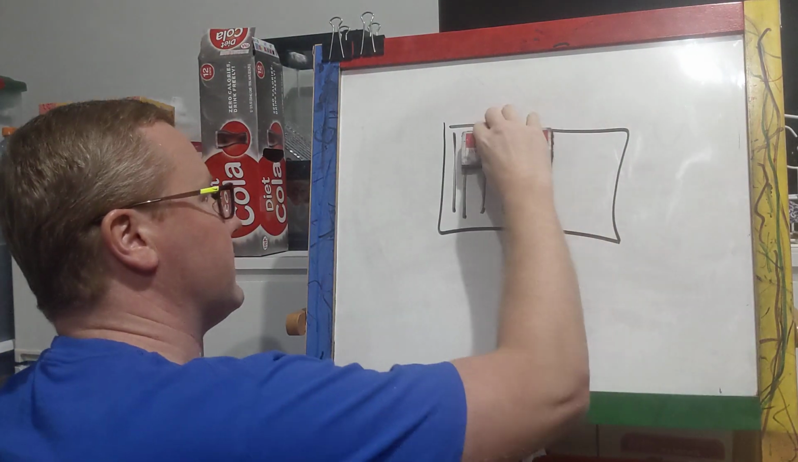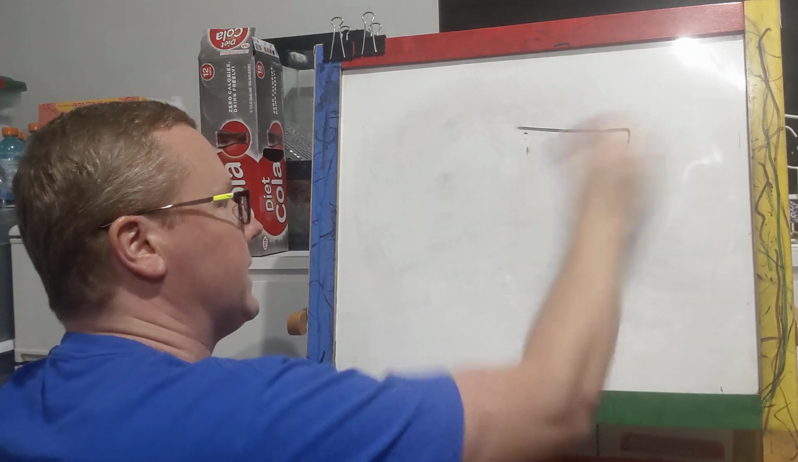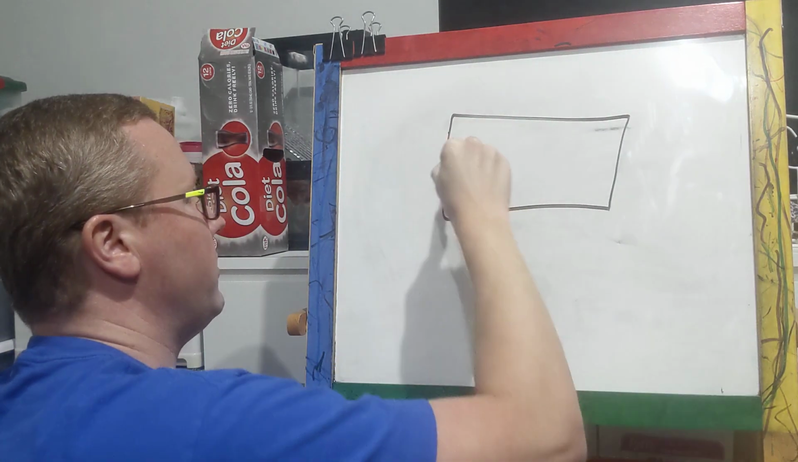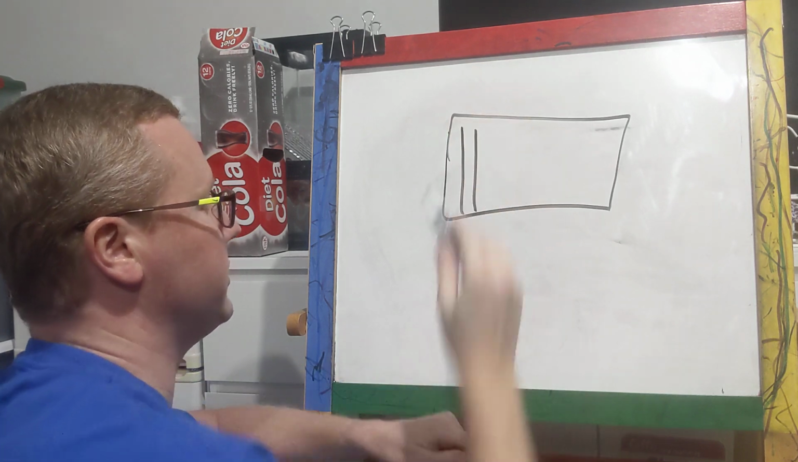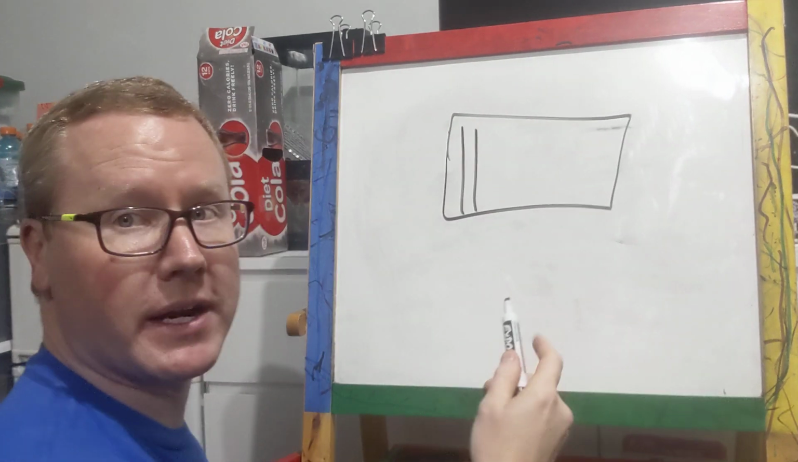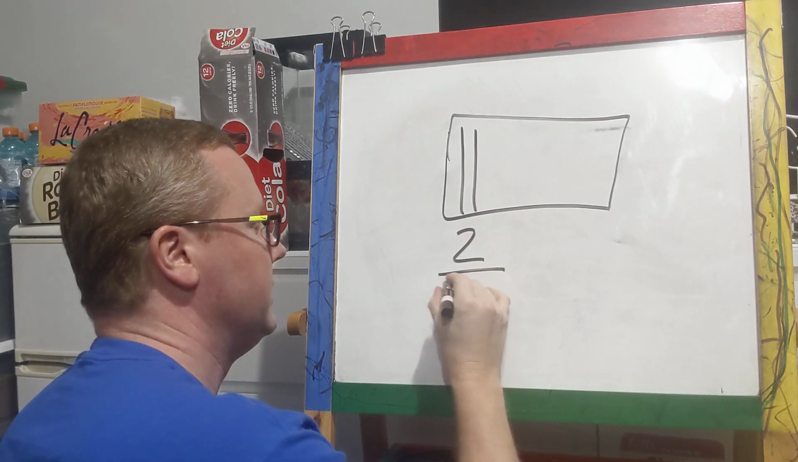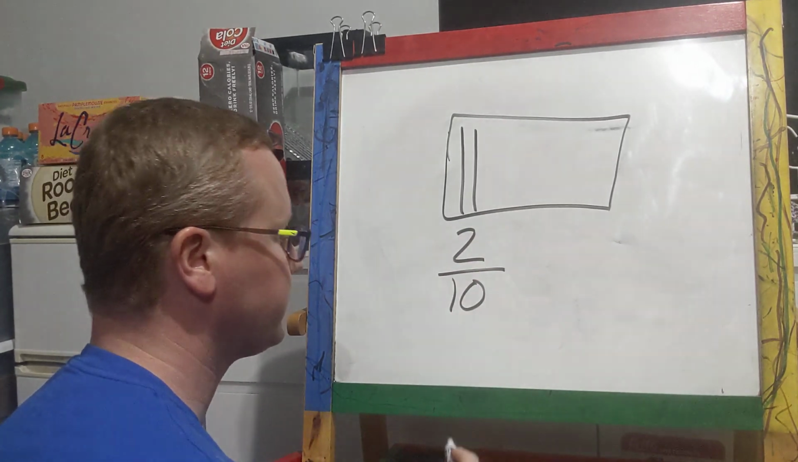Sorry, I'm going to check that. I'm going to go more like this. We're going to go here, I'm drawing our whole, and I have 1 and 2. So if I were to say, what is our fraction for this? A perfect and acceptable answer is 2 tenths.